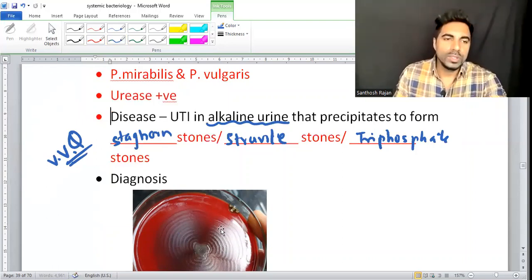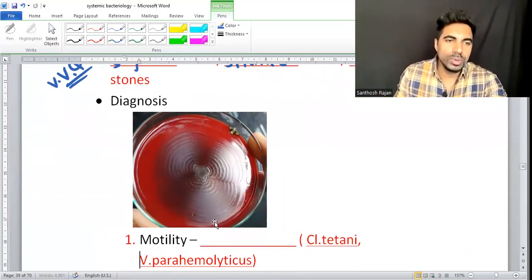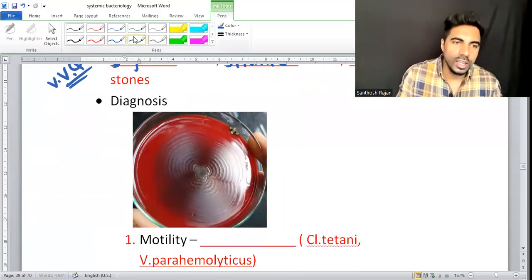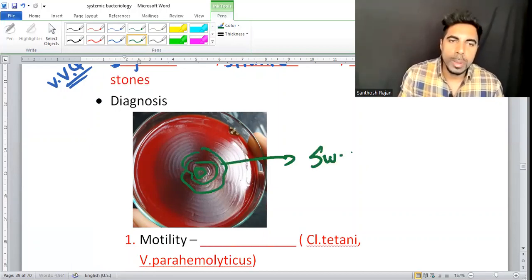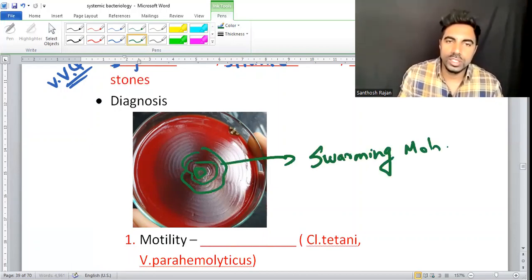Okay. Abhi, what about this one? What is the motility you see here? This one, like this. Center se start karke. It starts here in the center. See how it spreads. Spreads like this. That is called swarming motility. Swarming motility. Right? It's an important question.